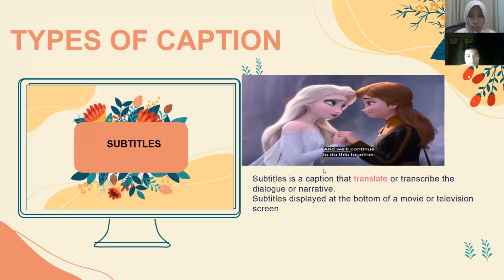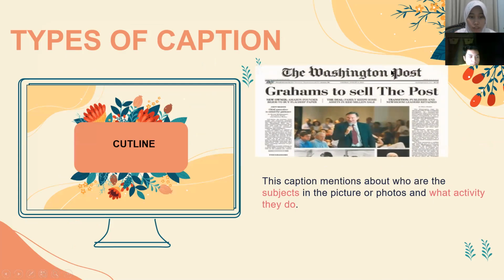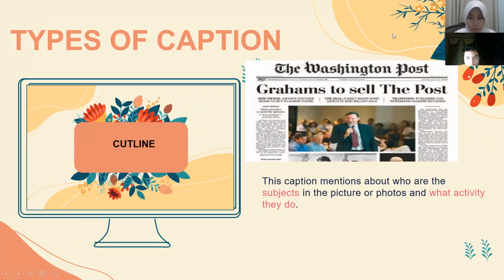Next, we continue with the types of caption. First of all, we have subtitles. Subtitles is a caption that translates or transcribes the dialogue or narrative. Subtitles are displayed at the bottom of a movie or television screen, like we see on this picture. Next, we have cutlines. This caption mentions who are the subjects in the pictures or photos and what activity they do. And the example is this newspaper.